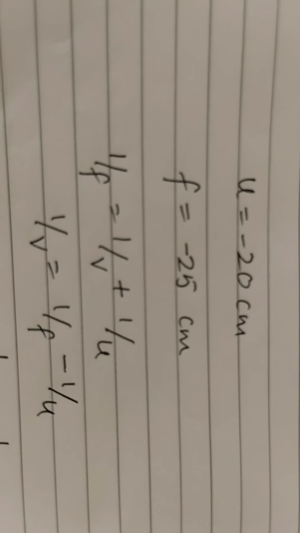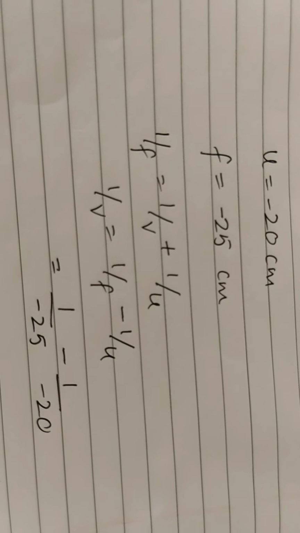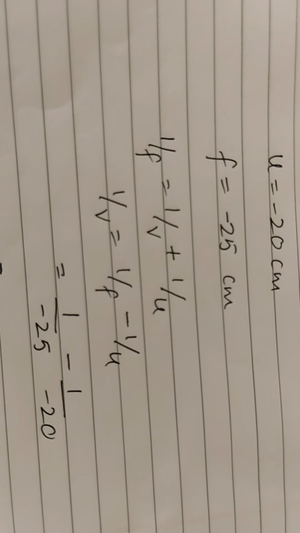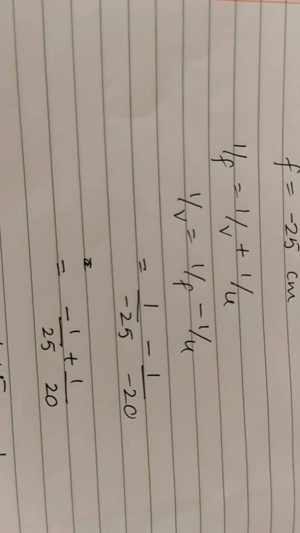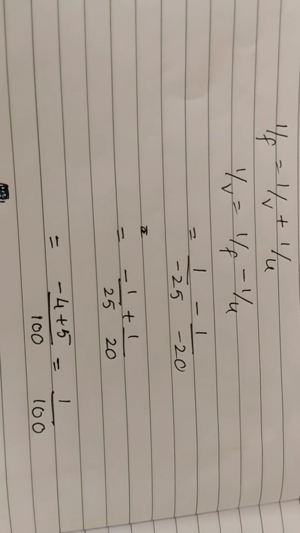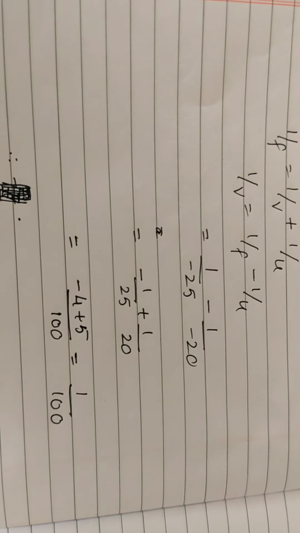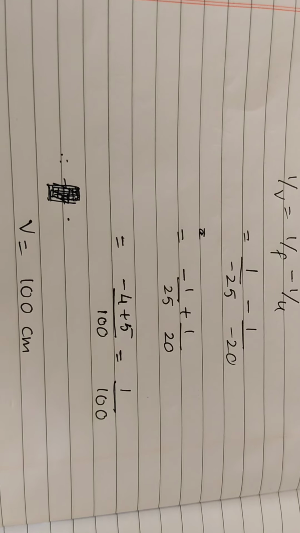So let us see. Here, u is minus 20 centimeter. This is the object distance. Focal length is minus 25 centimeters. Focal length we have taken negative because the given mirror is a concave mirror. So using the mirror formula, after putting the values of u and f, we can see 1 over v is 1 over 100. So v is 100 centimeters.